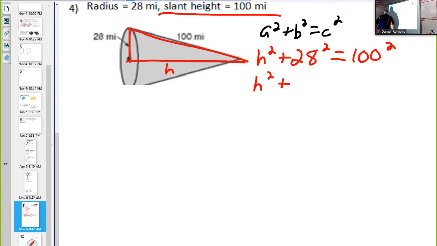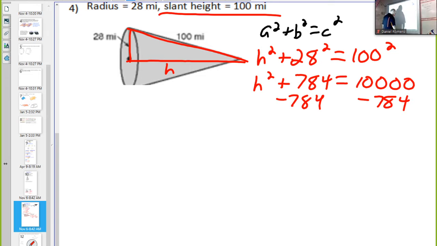28 squared is 784. And 100 squared is just a 1 with 4 zeros, so 10,000. So h squared is equal to 10,000 minus 784. Yeah, 9236.